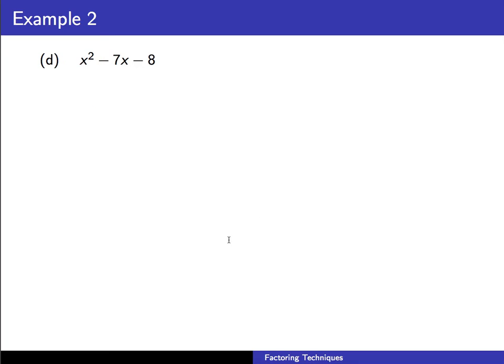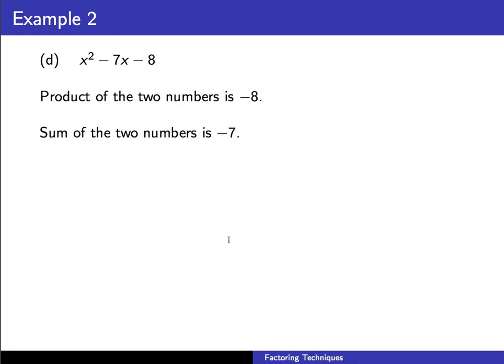All right, part D, we have x squared minus 7x minus 8. The product of the two numbers has to be negative 8. The sum of the two numbers has to be negative 7. So our numbers are negative 8 and 1. And we can write this out as x minus 8 times x plus 1 as x squared minus 7x minus 8 in its factored form.